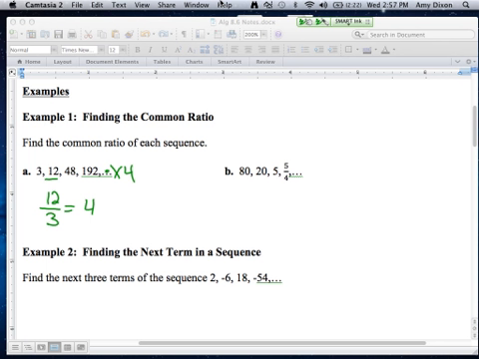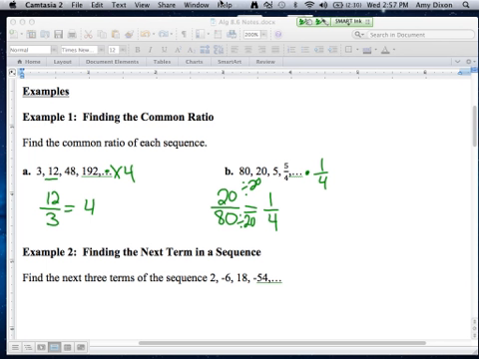So for example B, we can do 20 divided by 80. This will reduce. Both numbers are divisible by 4. If we reduce it by 4, okay, we can get 1/4. Actually, I'm sorry, by 20. If we divide top and bottom by 20, we get 1/4. So we know that what's happening is we're multiplying the next number by 1/4. The other way you can think about it is the next number is found by dividing by 4.